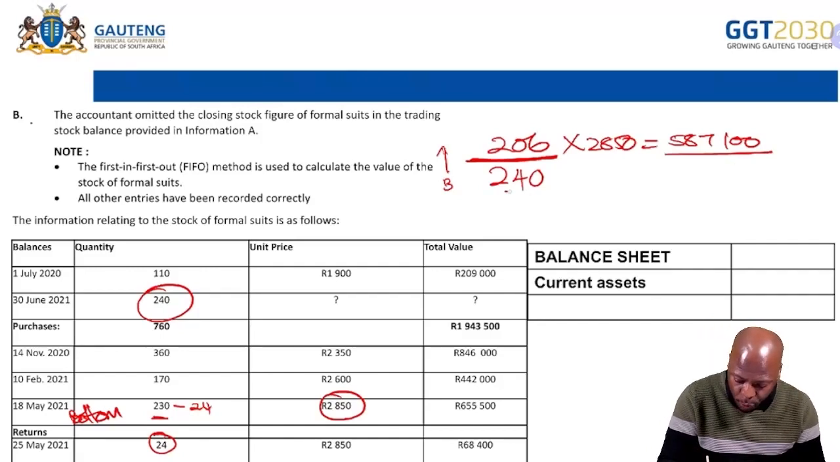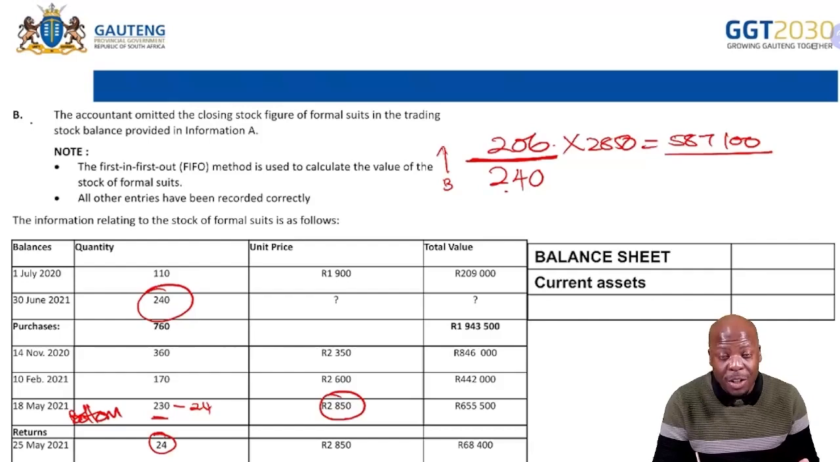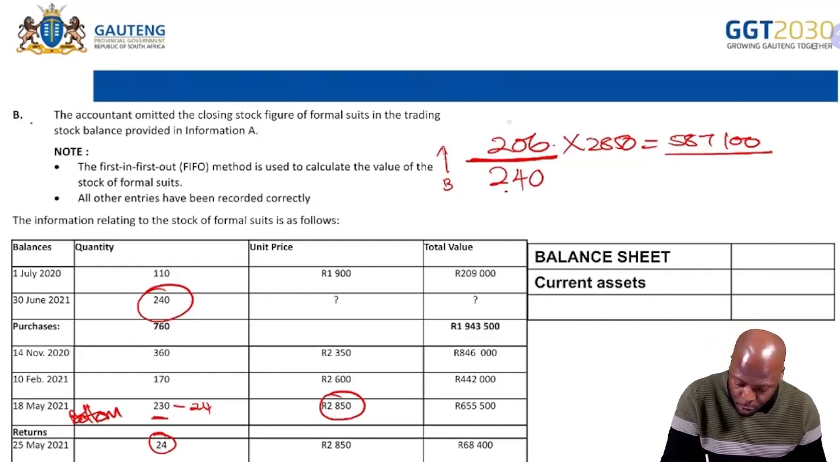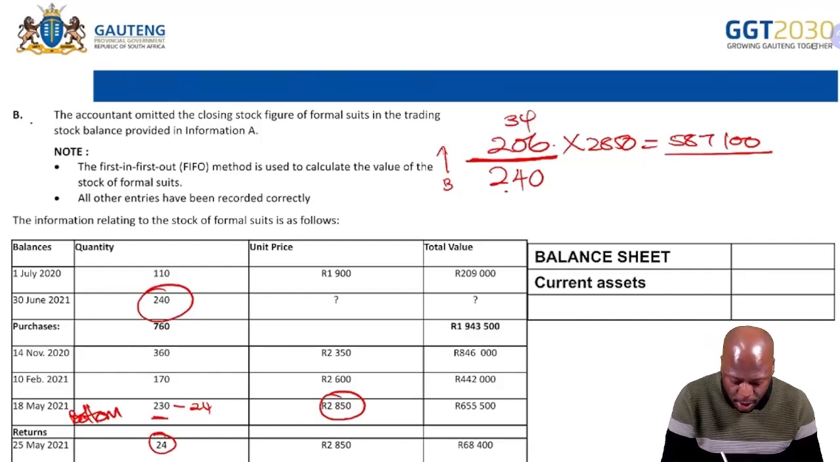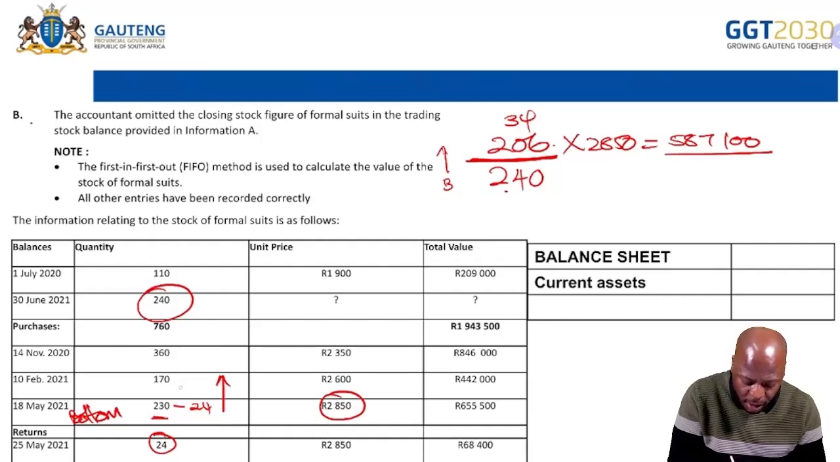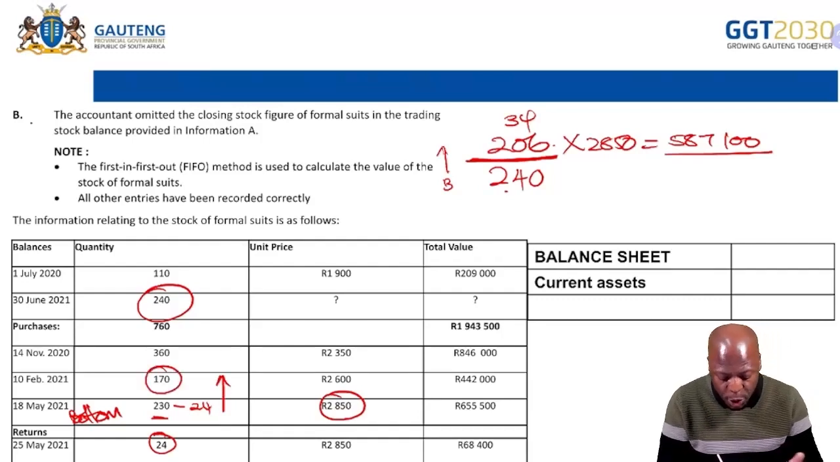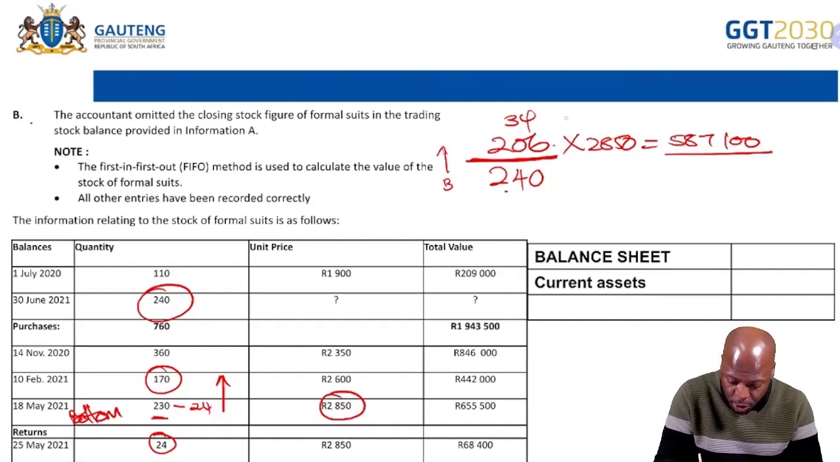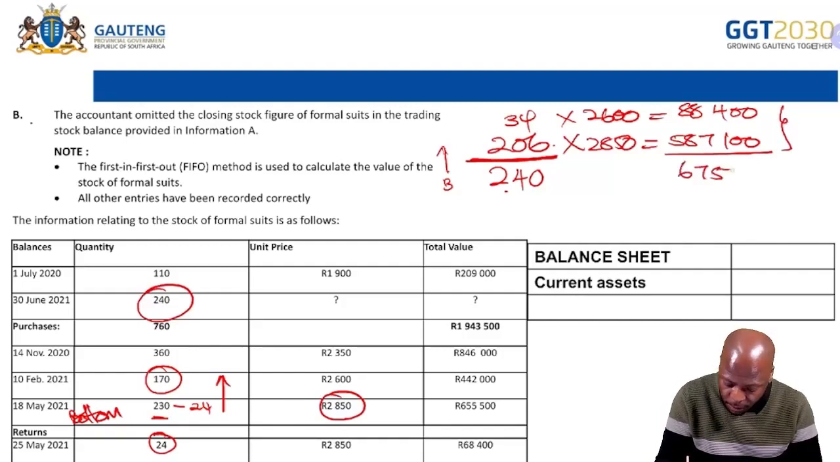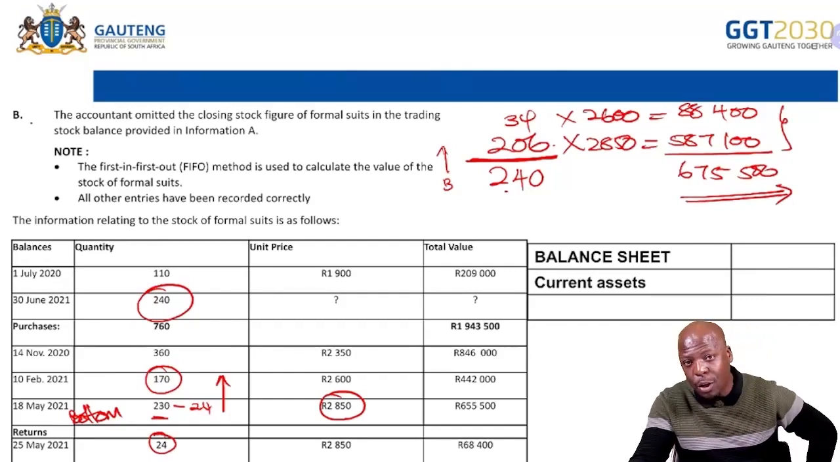And then remember, you have 240, but you only got 206. How many more units do you still need? You need 34. So you're going to just say 34 on top there. And then you look in the next month after May. The next month after May is what? Feb. In Feb, how many do you have? 270, but we only need 34. So you get your 34, and then you say multiplied by the cost, which is 2,600. And then how much is it going to give us? It gives us 88,400. And when you add these two, it should give you 675,500. That becomes the value of closing stock.